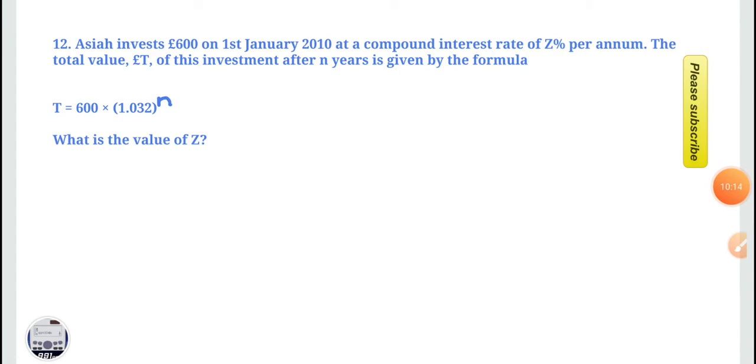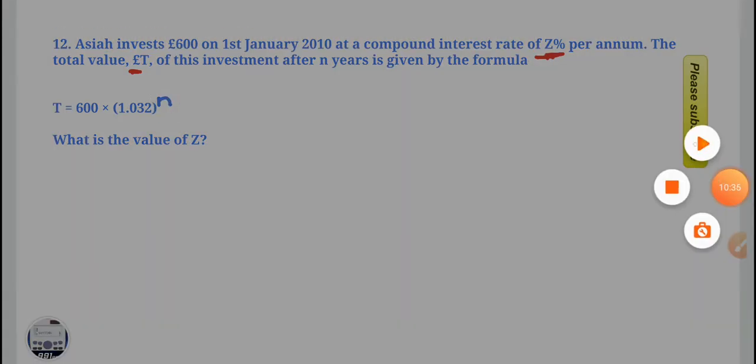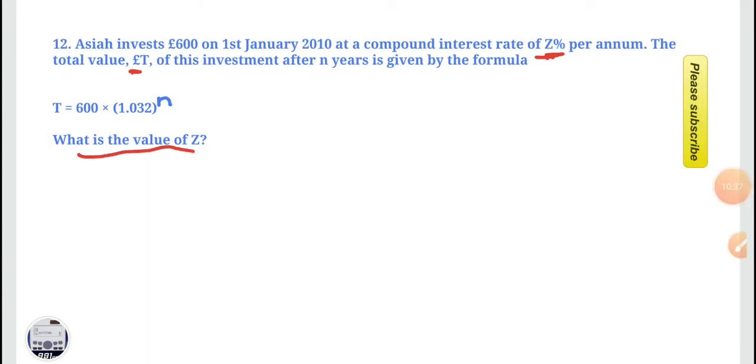Question 12. Asia invests £600 on the 1st of January 2010 at a compound interest rate of Z%. So they haven't told us what the interest rate is, Z% per annum. The total value T of this investment after n years is given by the formula below. So we don't know how many years, so just call it n years, so to the power of n there. The question then says, what is the value of Z? Basically, what is the interest rate?